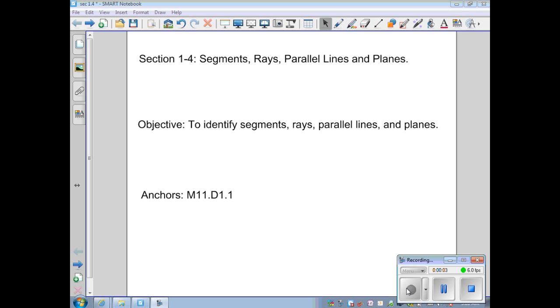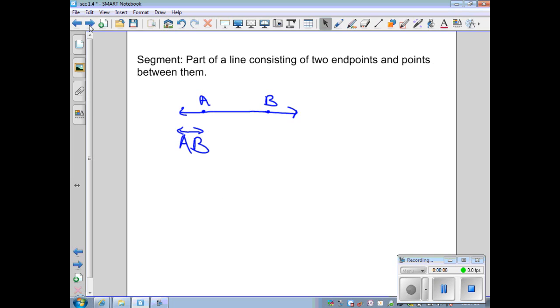Section 1.4, to identify segments, rays, parallel lines, and planes. A segment is part of a line consisting of two endpoints and all points in between those two endpoints.